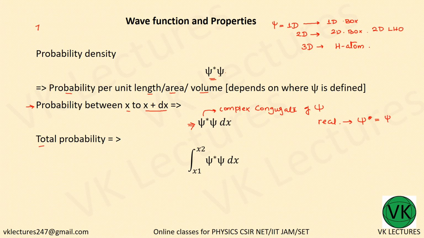Now the total probability is given by the integral from x1 to x2 of psi star psi dx. This will give you some value of the probability P, which should always be less than or equal to 1 if the wave function psi is normalized. If the wave function psi is not normalized, we would get a probability greater than 1.